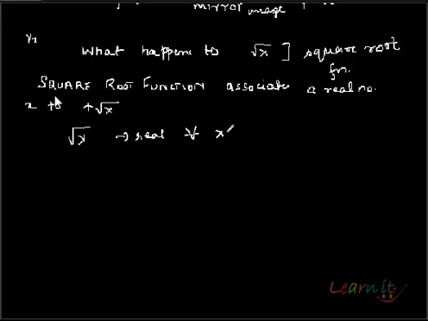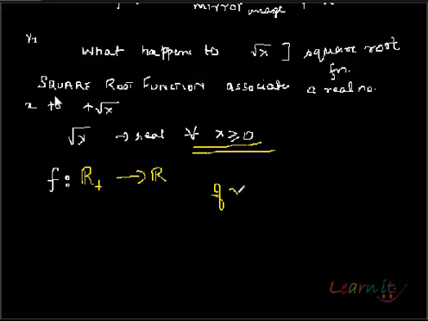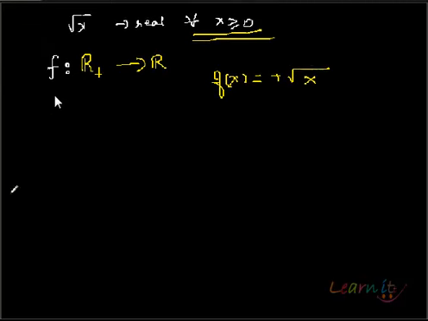Root x, of course, is real for all x greater than or equal to 0. So when is root x real? Root x is real only for all x greater than or equal to 0. So what will be the domain? The domain will be R plus. It has to be greater than or equal to 0. You cannot take the square root of a negative number, and what comes out is also positive. So plus root x is the function.